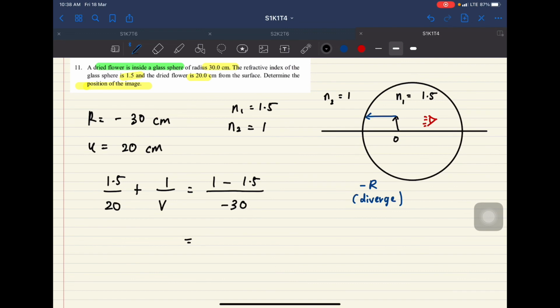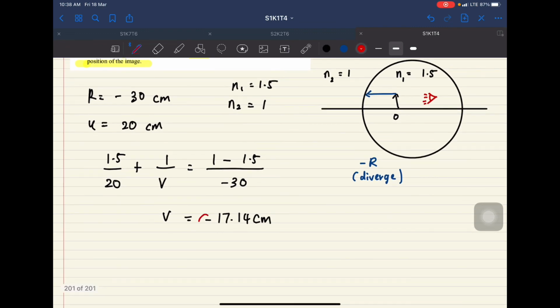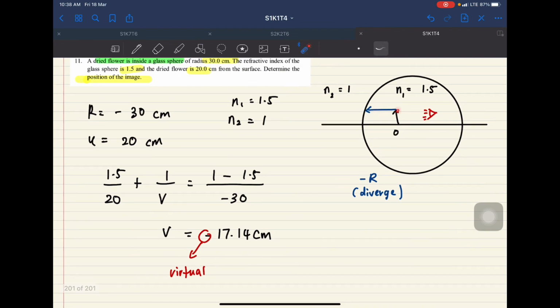So if you solve the right hand side, you should get v equals negative 17.14. Because this one is negative, that means the image formed will be virtual. And in this case, virtual means same side. So basically, light passes from here, light should pass through here, image should be formed here. This is the real part. If virtual, it means the image forms over there. So I just write down same side as object.